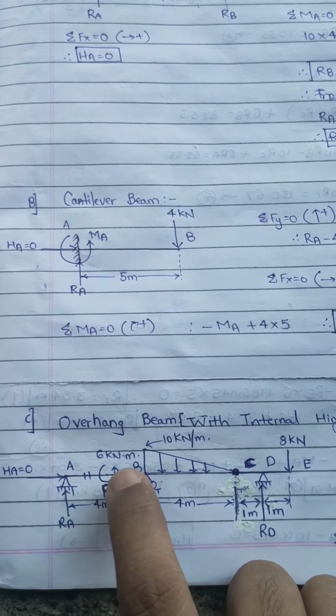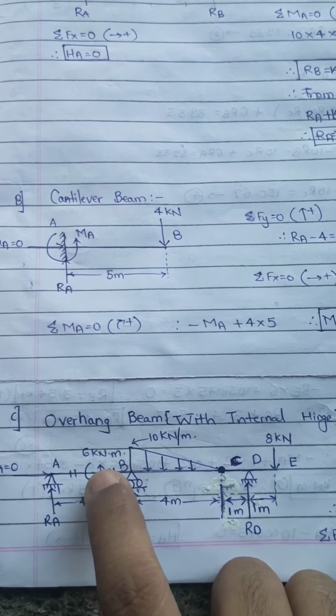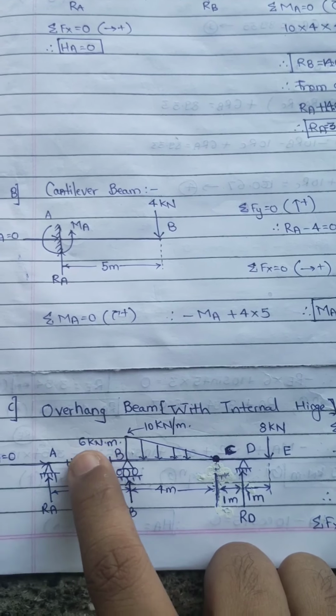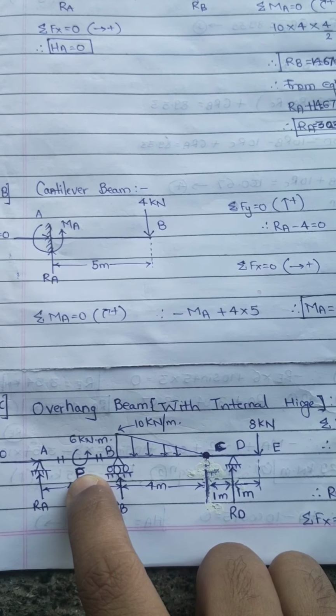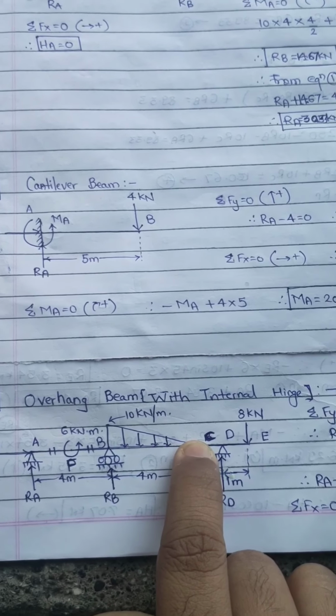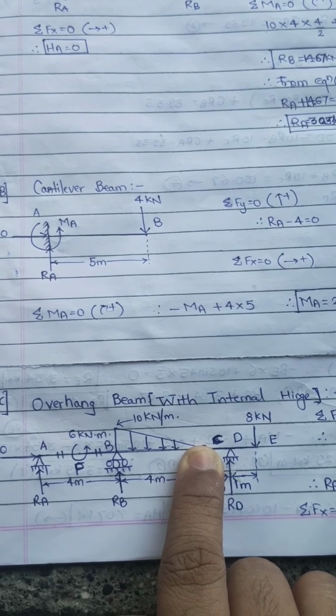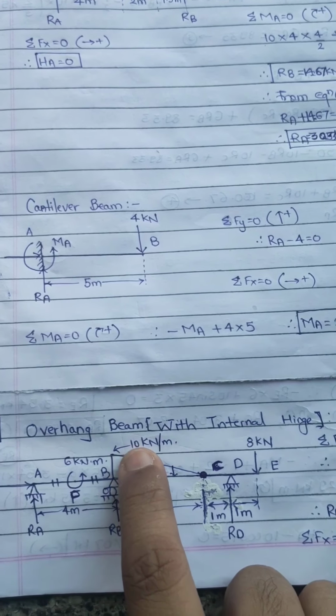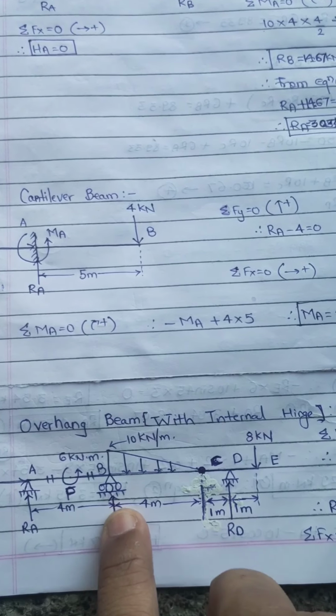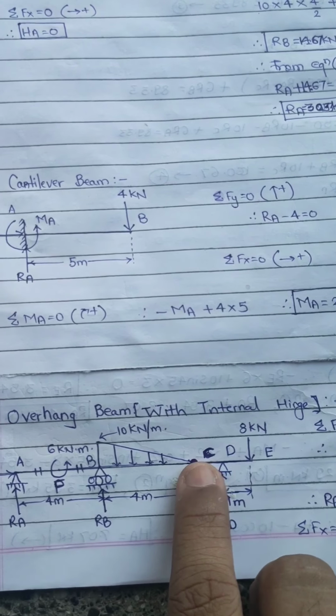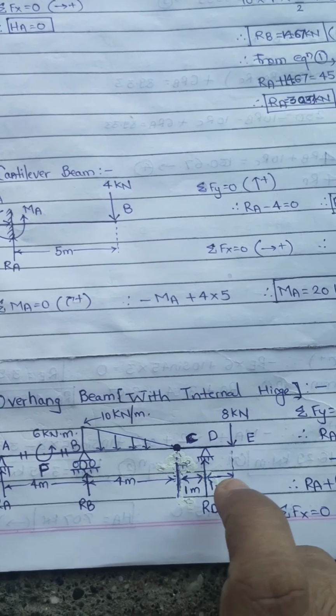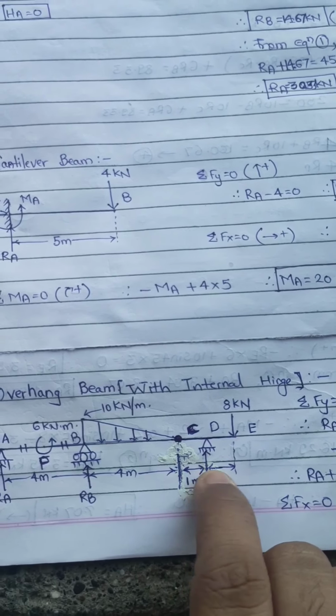In between, exactly at the center, I have an anti-clockwise moment of 6 kilonewton meters at point F. Then I have a UVL. What is UVL? That also I have explained in the previous video, of intensity 10 kilonewton per meter distributed over a 4 meter span. Then at point C I have an internal hinge. This 1 meter has no load.